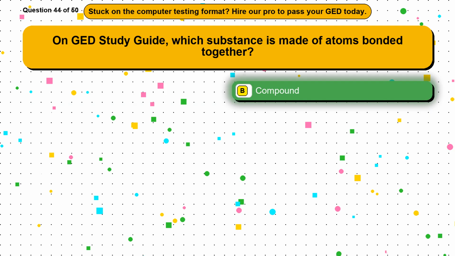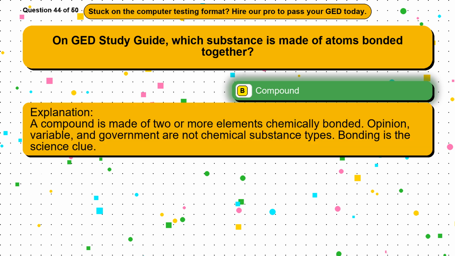The correct answer is option B. Compound. A compound is made of 2 or more elements chemically bonded. Opinion, variable, and government are not chemical substance types. Bonding is the science clue.